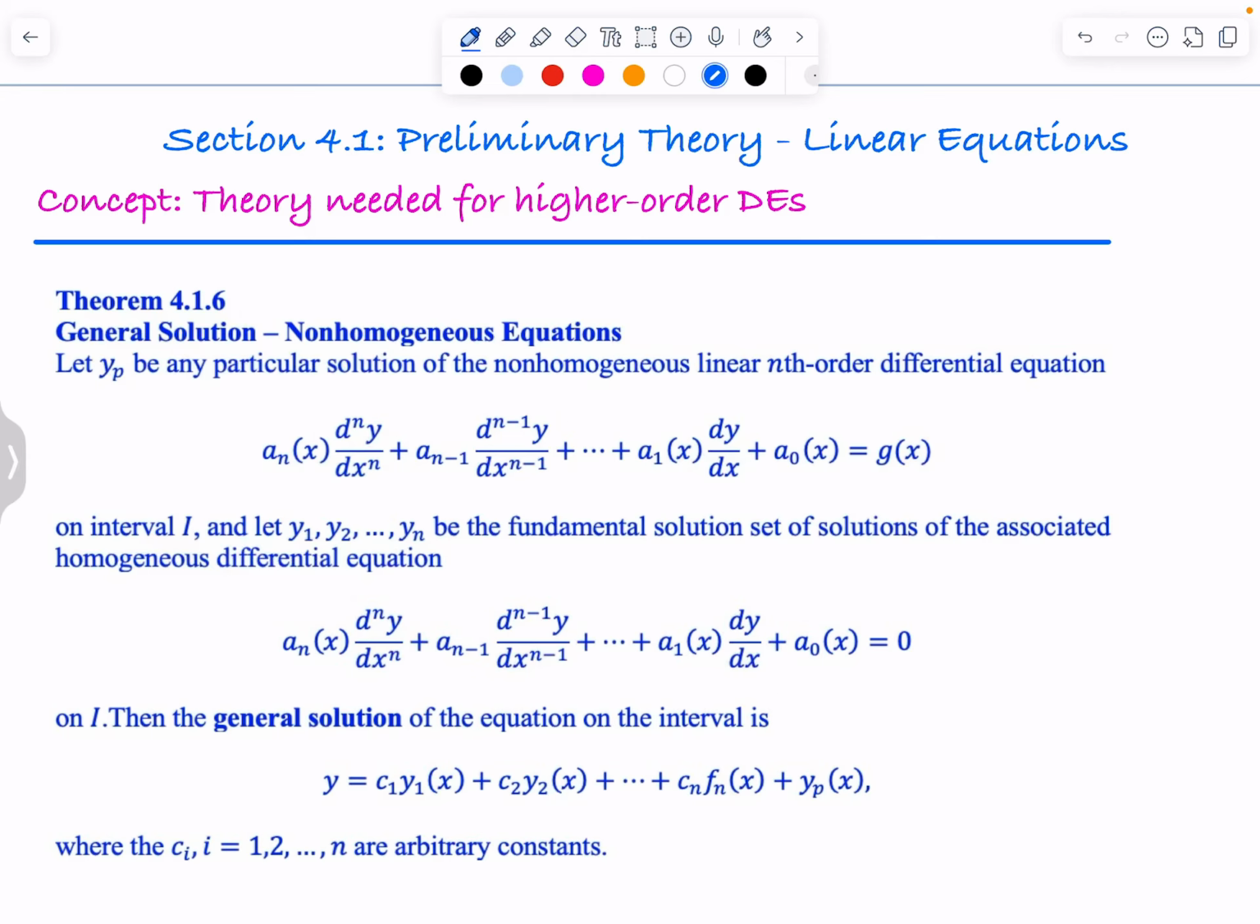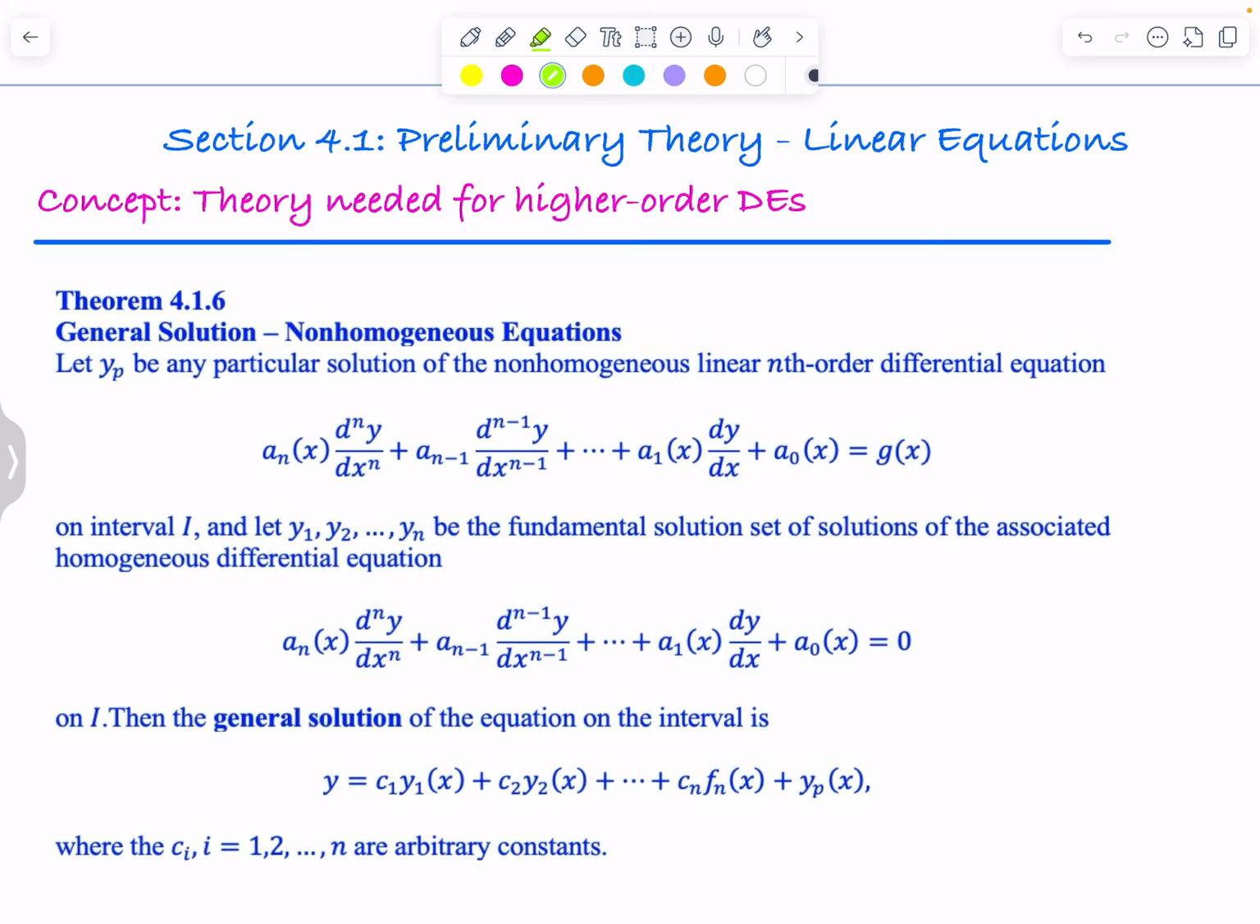In this video, we'll continue our discussion of section 4.1. This is preliminary theory for higher order linear differential equations. All right, so what we're going to work on now is we're heading towards the non-homogeneous case. So we've got to be very careful here with notation because it gets a bit tricky.